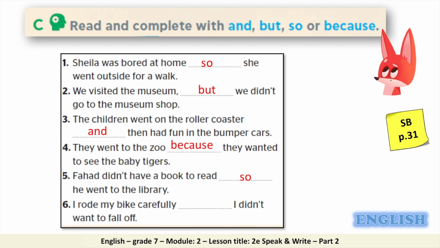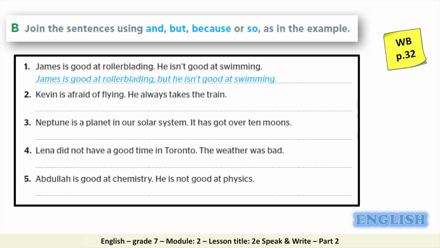Finally, sentence number 6. I rode my bike carefully. I didn't want to fall off. Remember the linking word we use for reason? Excellent. The correct answer is because. Let's do one more exercise. This time in your workbook, page 32, exercise B.